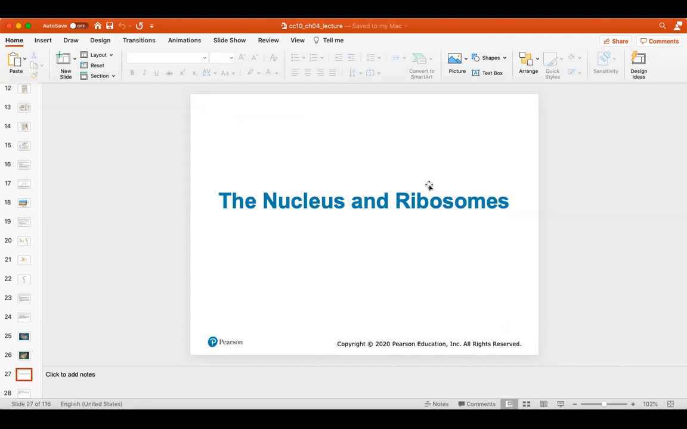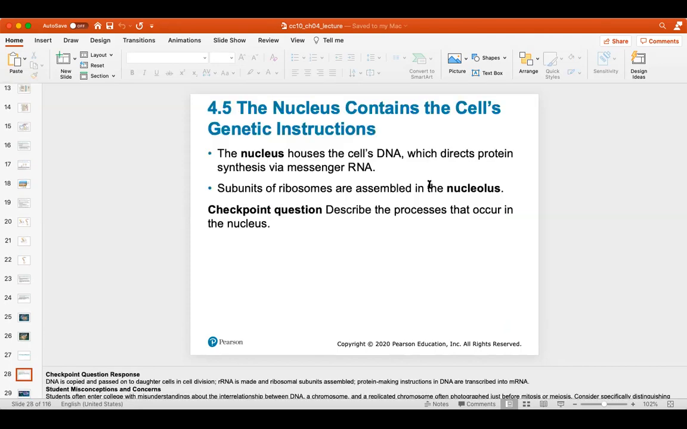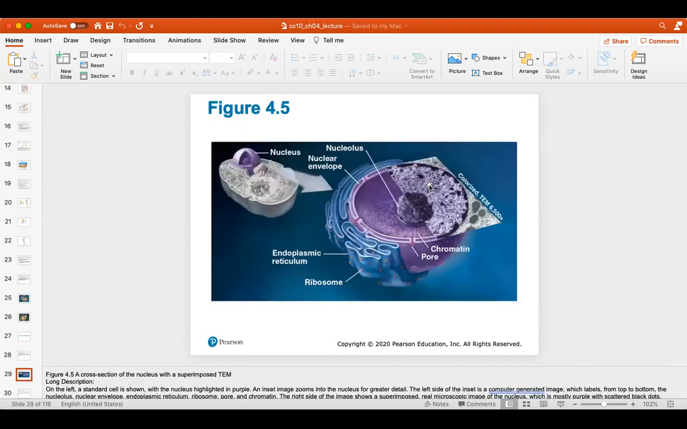So we'll start with the nucleus and ribosomes, which contain the cell's genetic instructions. The nucleus will house the cell's DNA, which directs protein synthesis via messenger RNA. And then we have subunits of ribosomes, which will be assembled in the nucleolus. Let's describe the processes that occur in the nucleus, and we'll talk about that now.